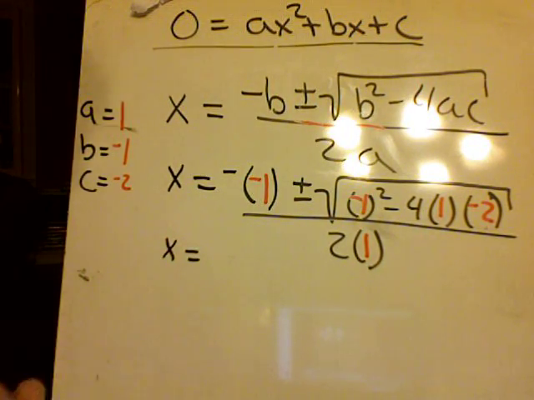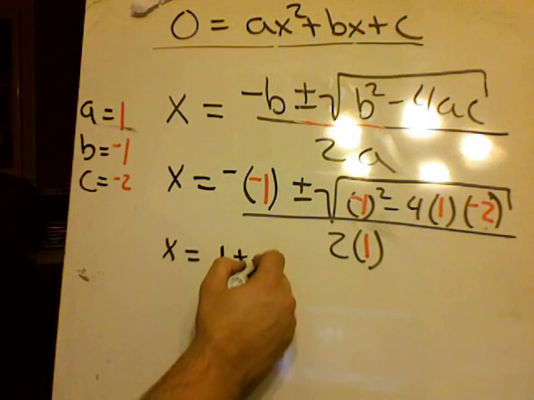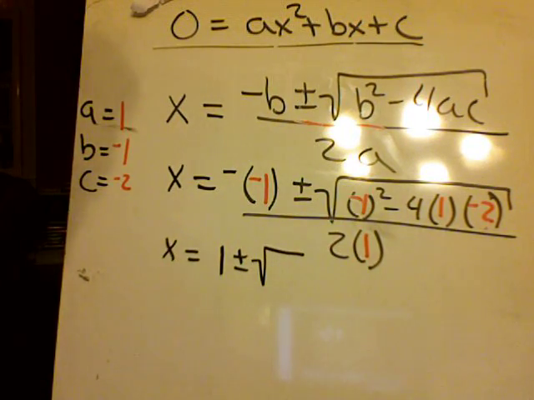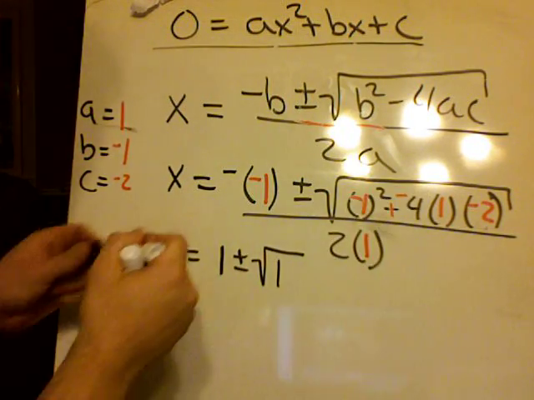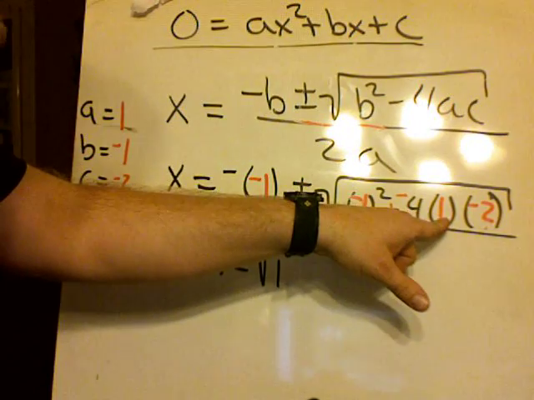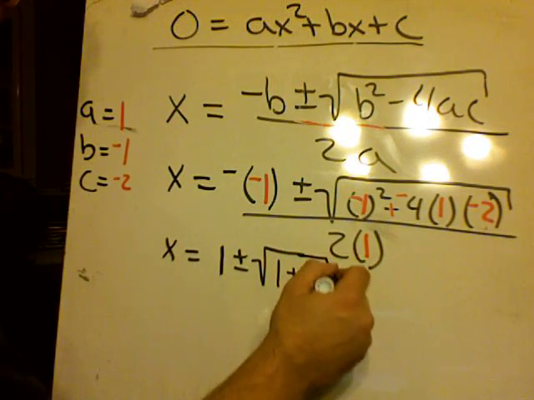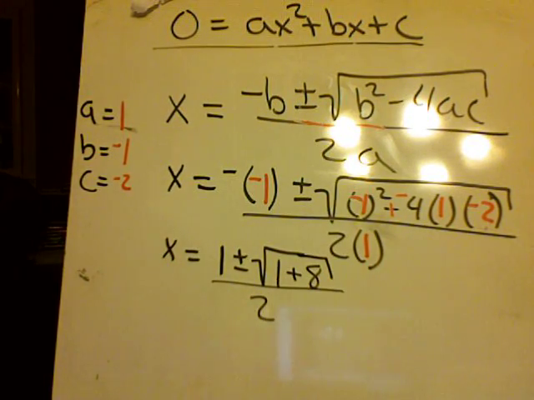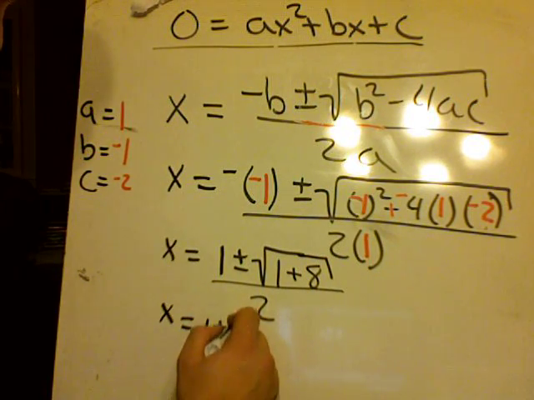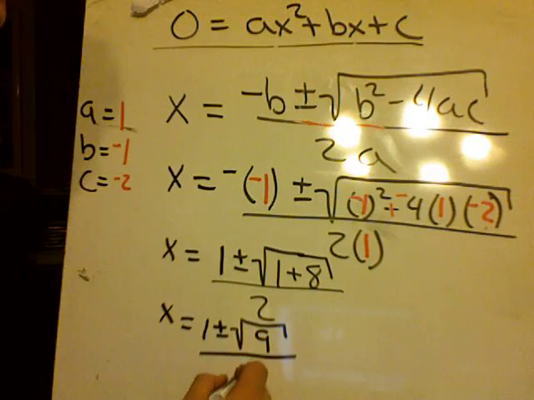So I've got x equals, well, negative times negative is a positive. -1 times -1 is a 1. Do my sign change here. -4 times 1 is a -4. -4 times -2 is an 8. And 2 times 1 is 2. So I'm getting there. Plus or minus square root. 1 plus 8 is 9 over 2.